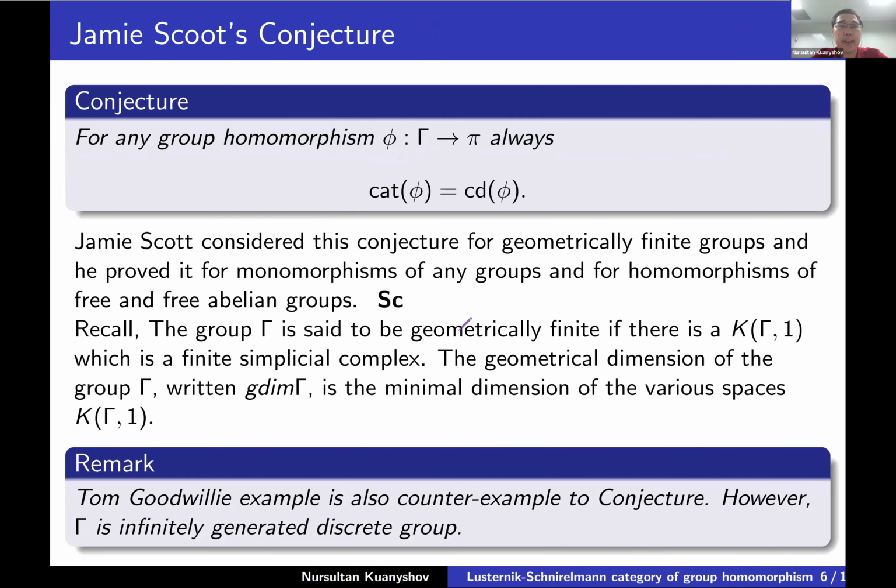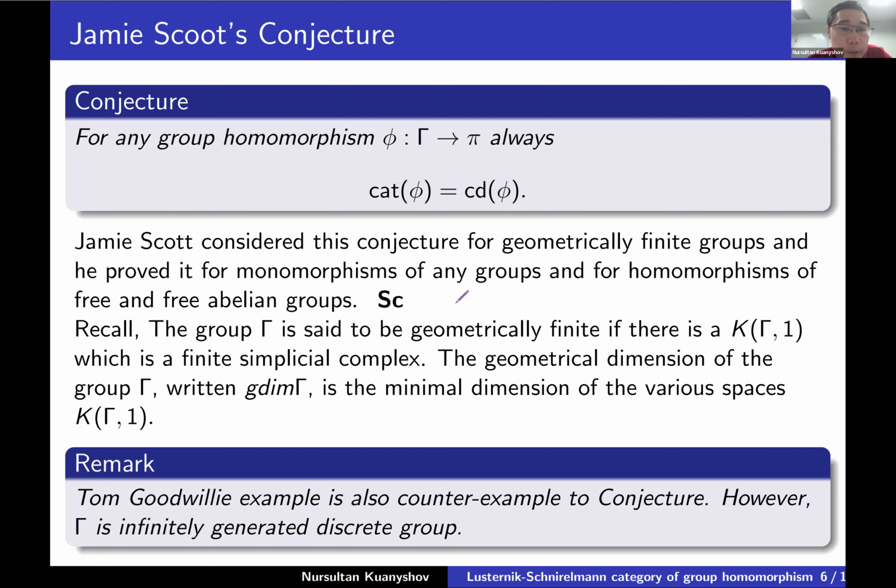So now we formulate our question. For any group homomorphism, do we have equality? In other words, is the LS category of a group homomorphism equal to the cohomological dimension of the group homomorphism? One of the students of Alexander Dranishnikov, Jamie Scott, considered this conjecture for geometrically finite groups. He proved the result holds for injective homomorphisms, and also holds if we choose gamma and pi to be free groups and free abelian groups.